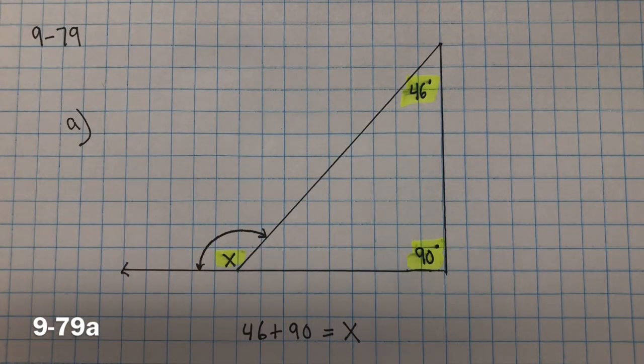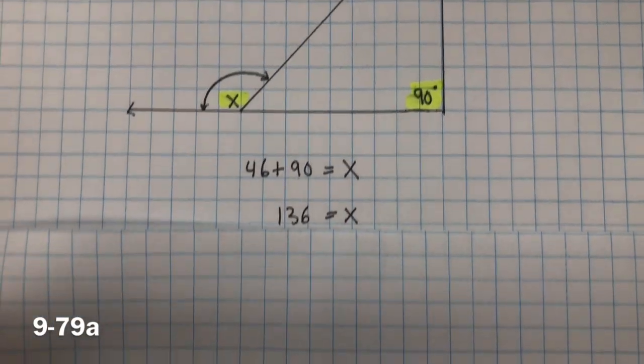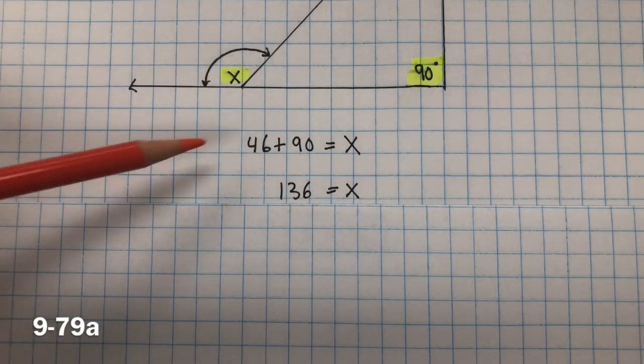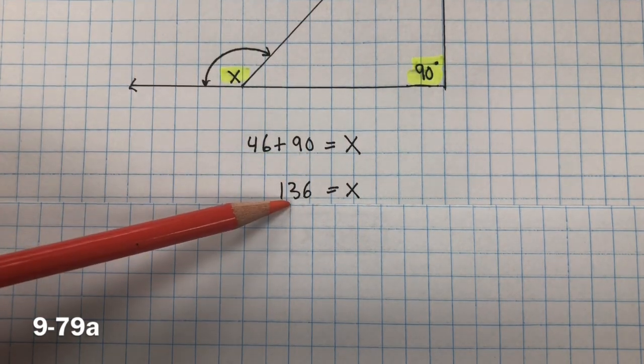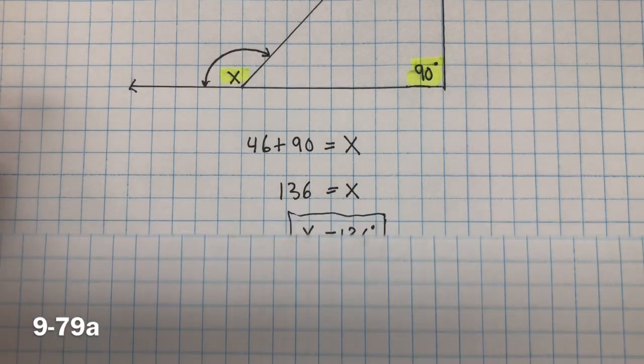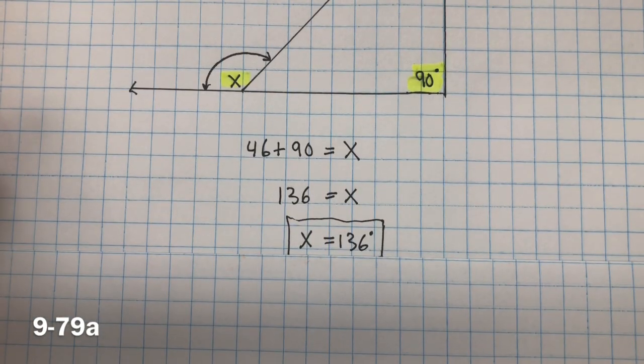46 plus 90 equals 136. So x equals 136 degrees.